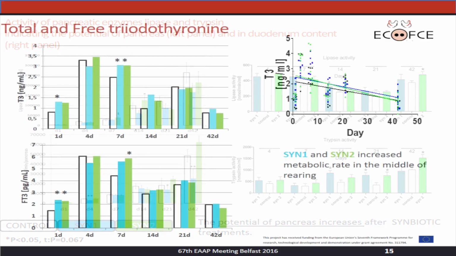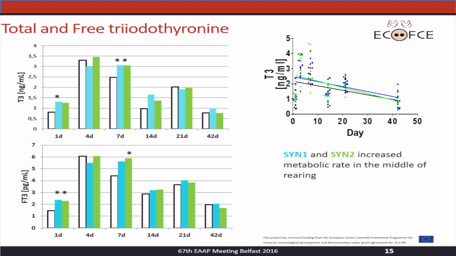The next parameter which we looked at was total and free triiodothyronine, which is the indication of the elevated metabolism. And here we see the much higher metabolism in both symbiotic groups at the middle of the rearing period, actually at day 7.